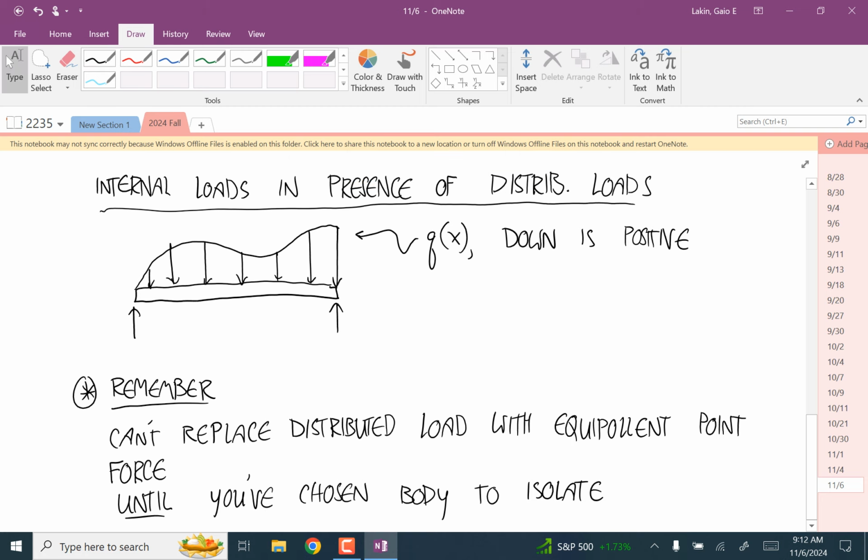Okay, so what we're not going to do is right away figure out the centroid and the area of this distributed load and treat this whole internal loads problem as if there's just a single point force. Okay, we're not going to do that.